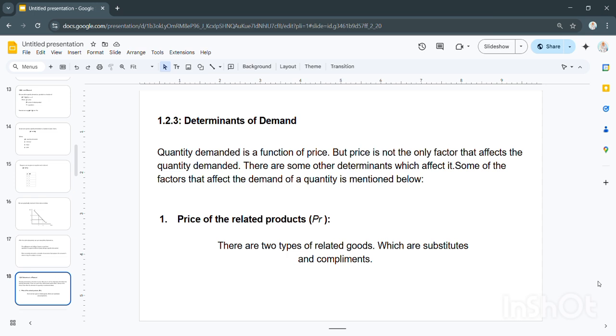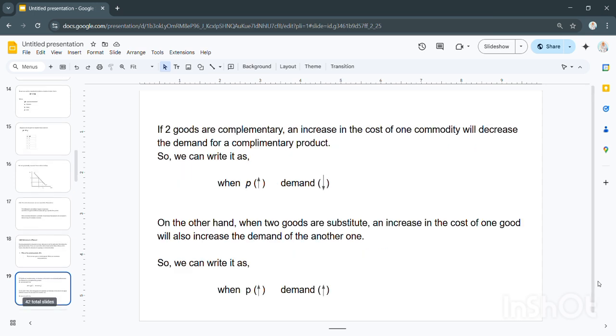Price of the related products. There are two types of related goods, which are substitutes and complements. If two goods are complementary, an increase in the cost of one commodity will decrease the demand for a complementary product. So we can write it as when P increases, demand decreases. That means P is reciprocal to demand.